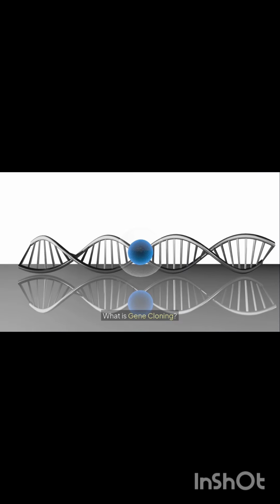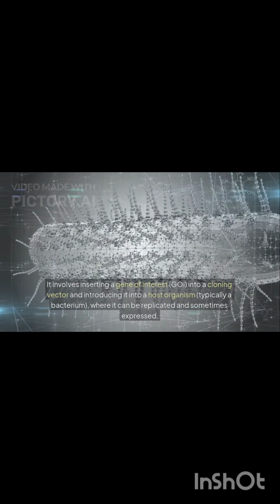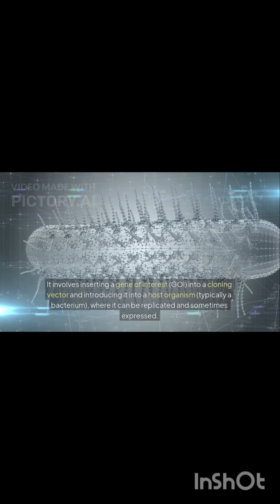Gene cloning. Complete explanation. What is gene cloning? Gene cloning is a molecular biology technique used to produce identical copies of a specific gene or DNA sequence. It involves inserting a gene of interest, GOI, into a cloning vector and introducing it into a host organism, typically a bacterium, where it can be replicated and sometimes expressed.